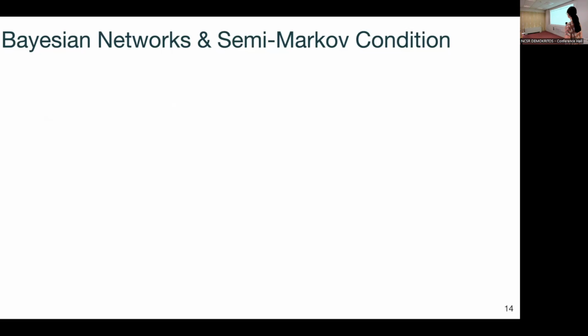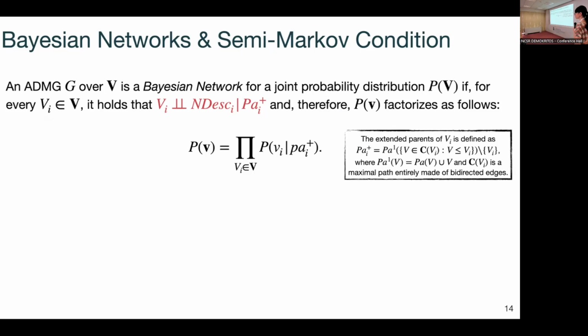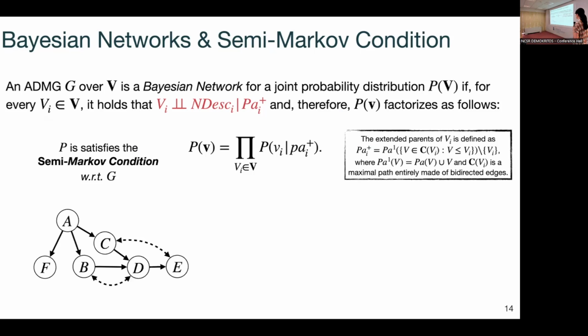How can we extend this to a case where we have bidirected edges? So now it's an ADMG. That's one of the differences here, but there's another difference, something that we call extended parents. So it's going to have this form. The joint distribution is going to factorize according to these extended parents. Extended parents has this definition; I'm going to give you the intuition behind it, and you can read it later. But if this is satisfied, then we say that P, the probability distribution, satisfies the semi-Markov condition with respect to the graph. So let's see an example, just to understand what these extended parents are.